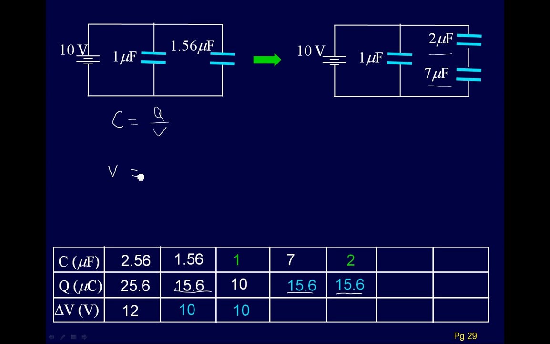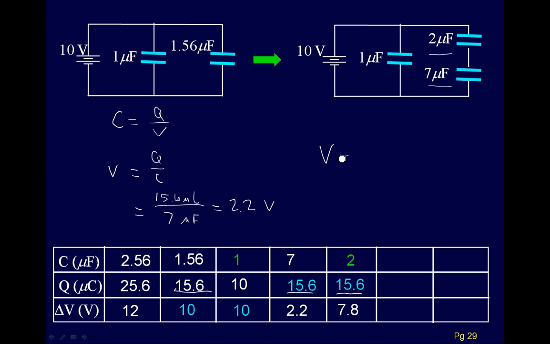The voltage is going to equal the charge divided by the capacitance, so we just do both of these now. Again, I found two pieces of information right away, and for the third one I got to use my equation. I know that the charge is 15.6 microcoulombs, so let's do the 7 one first. It's 7 microfarads, and when I plug that in, I get 2.2 volts.